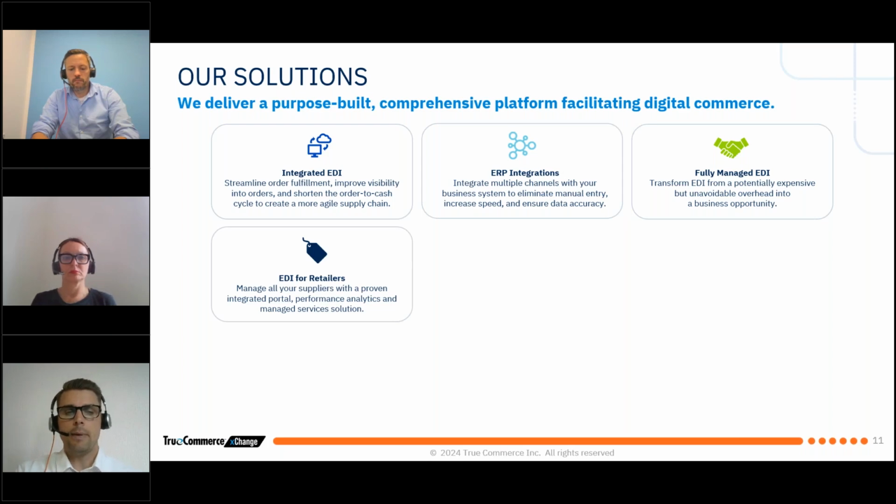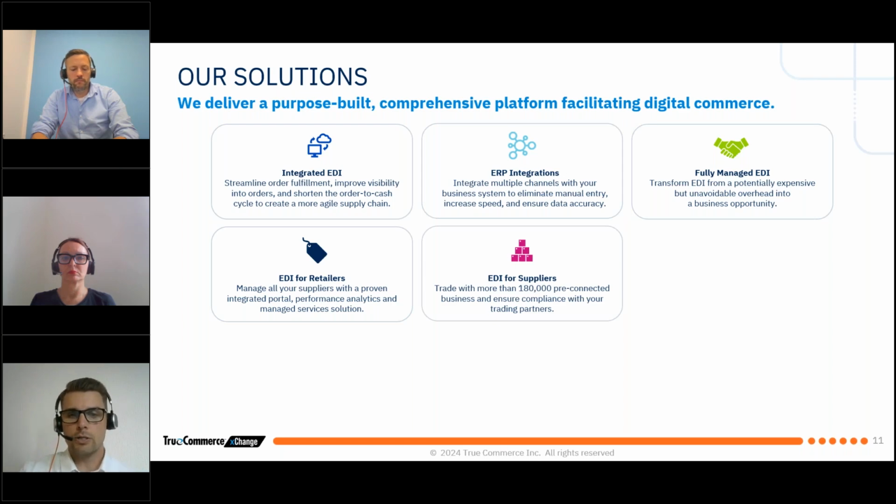I mentioned we do have a lot of solutions for the retailers. That means basically EDI pushed down to suppliers, so onboarding suppliers, solutions for small suppliers, for large suppliers, so being able to really cater to all the participants in a retailer's ecosystem. And a lot of our customers are suppliers that need EDI to be compliant with their trading partners. That's also a natural part of our business.